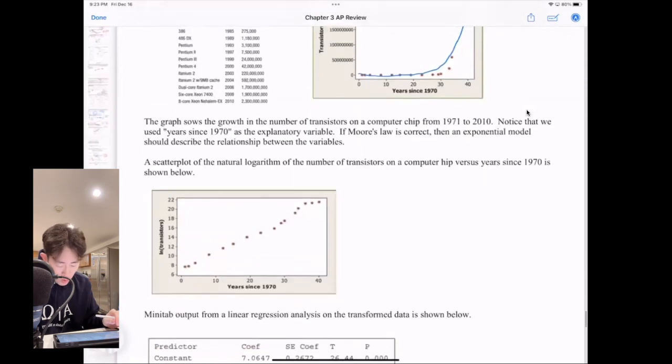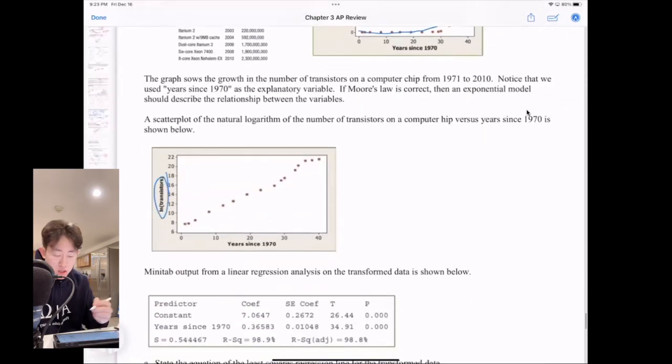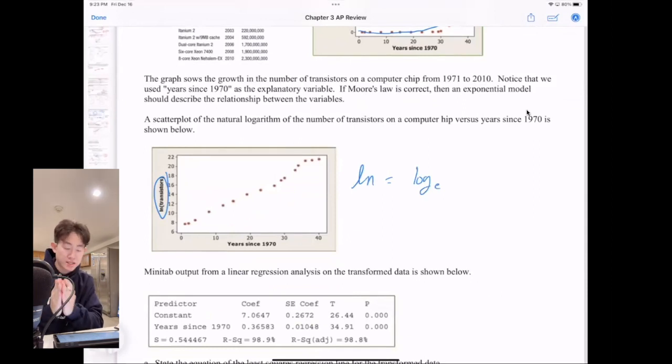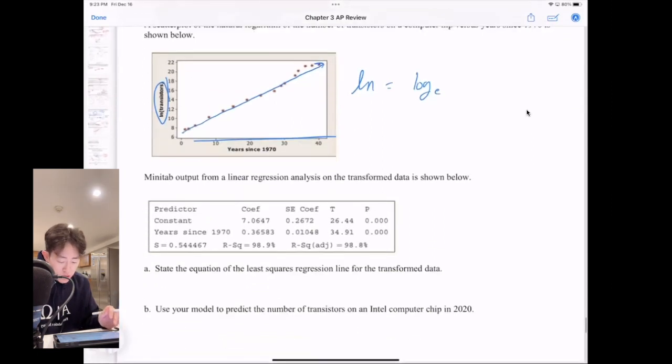So anyways, going to this, it seems like we took the natural log, guys. ln means log base e. Don't forget that. So we took the log of the transistors on the y scale. We left the x alone. You can see that there's clearly a linear relationship between those two variables.